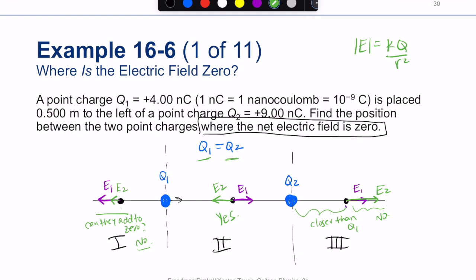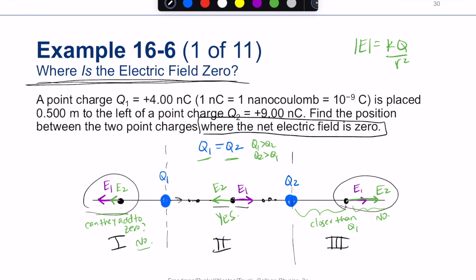But even if I didn't, even if I said Q1 is greater than Q2 or Q2 is greater than Q1, somewhere in this region it is possible for them to add to 0, because the vectors are going to be pointing in opposite directions. I picked the middle, but somewhere in there it can add to 0. And that's where this example comes from. This example wants you to find out exactly where. But in the test version of this problem, I'm asking which region, and so by process of elimination, only in the middle could they add to 0.